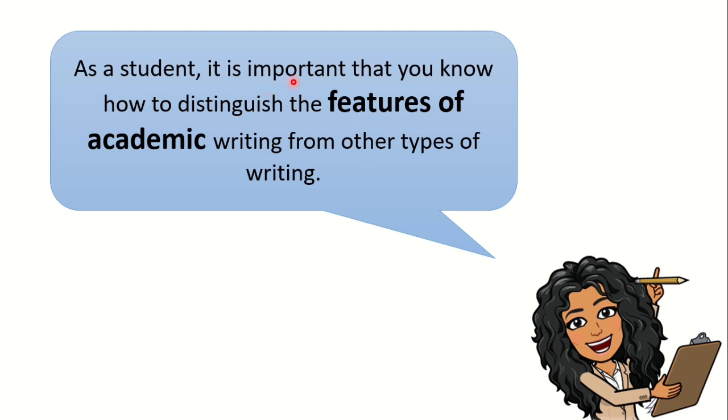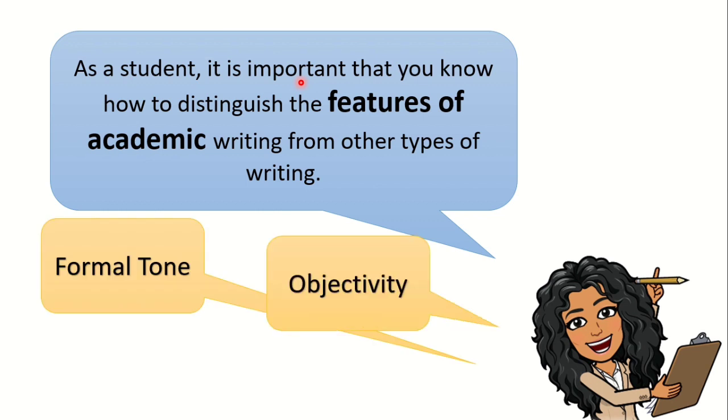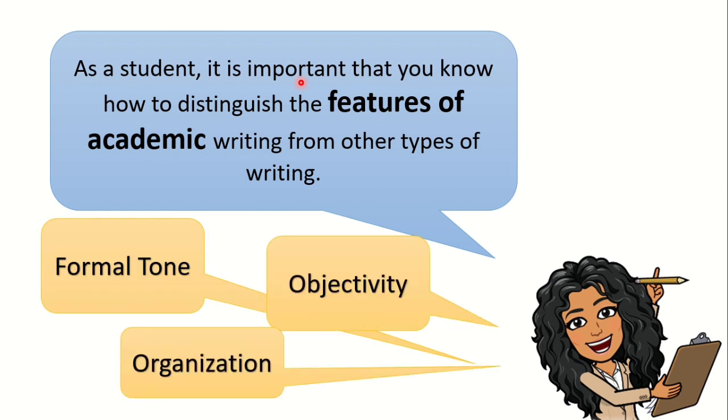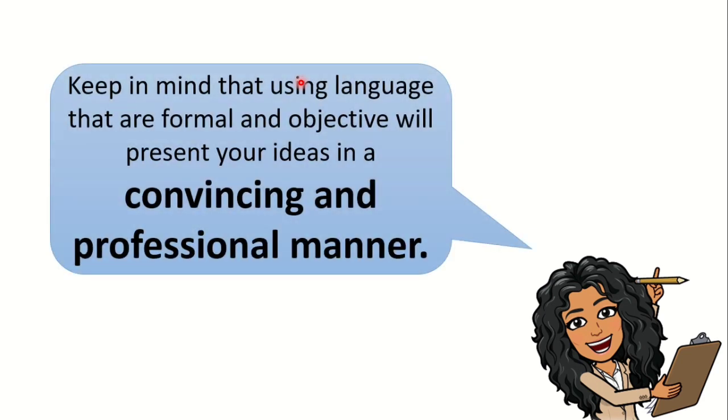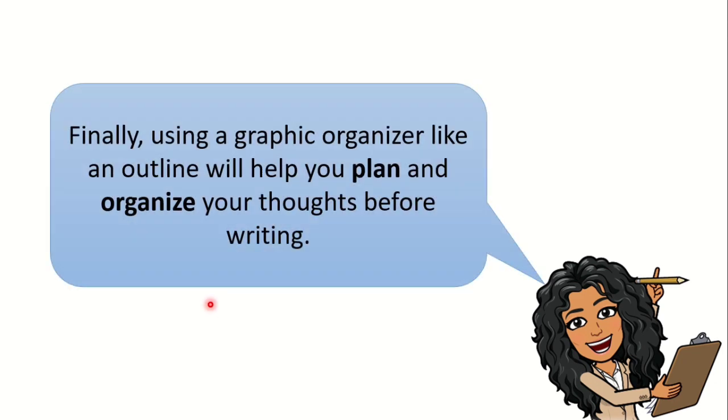As a student, it is important that you know how to distinguish the features of academic writing from other types of writing: formal tone, objectivity, and organization. Keep in mind that using language that is formal and objective will present your ideas in a convincing and professional manner. And finally, using a graphic organizer like an outline will help you plan and organize your thoughts before writing, and even organize your thoughts after reading something or after hearing something.